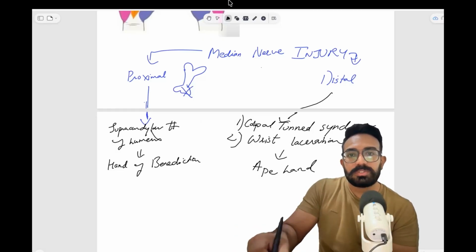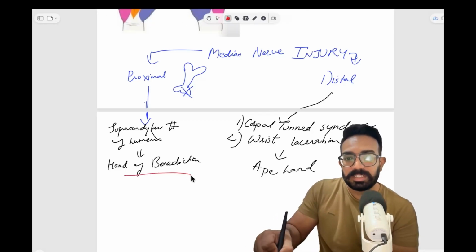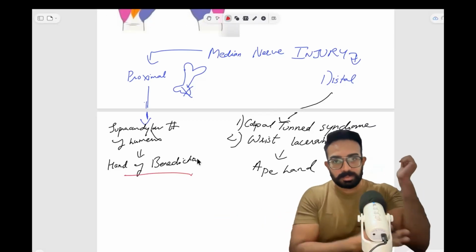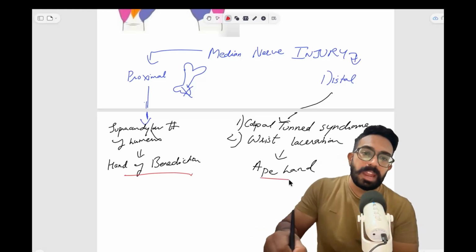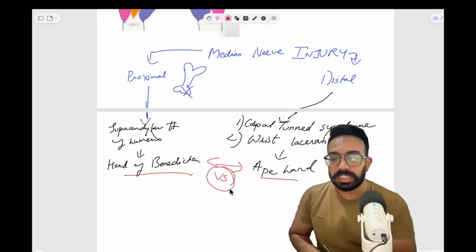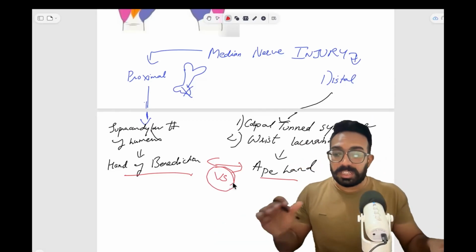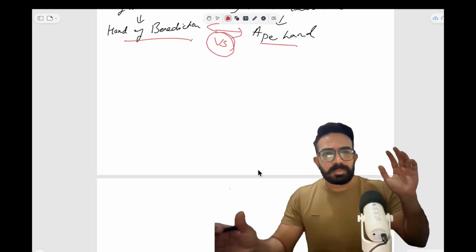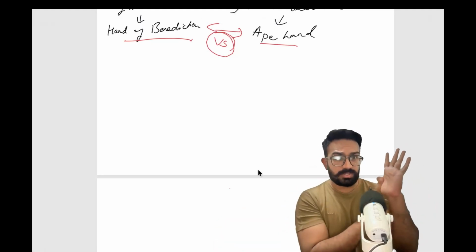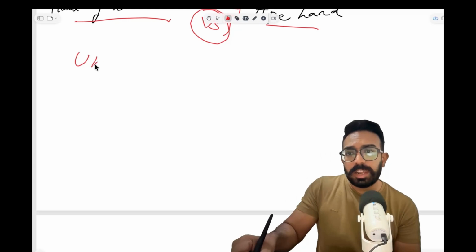So this is where students get confused. Hand of benediction is when there is proximal median nerve injury, and ape hand is when there is distal median nerve injury. So this is high yield. And in ape hand, there is going to be weakening of the thenar muscles. Remember this. Now we're going to discuss the ulnar nerve.